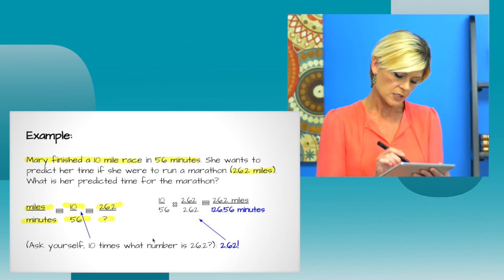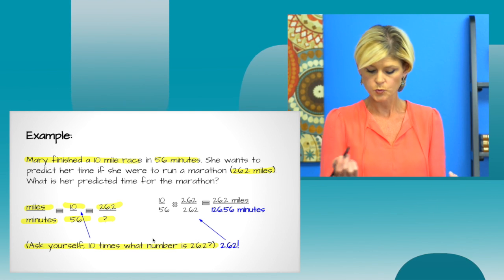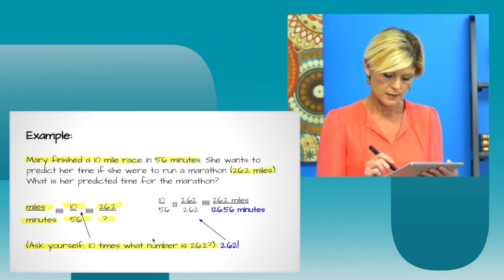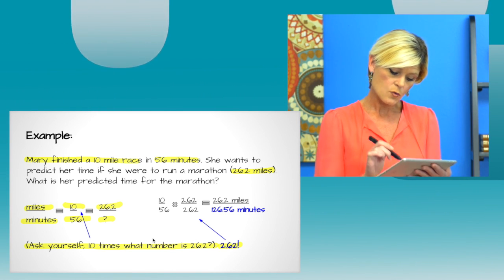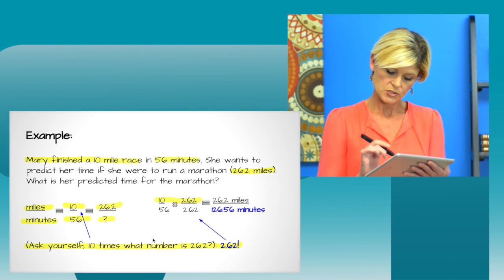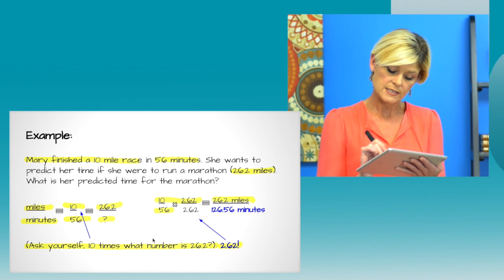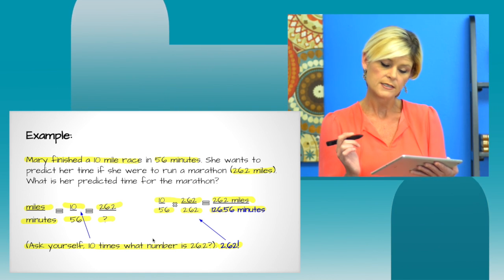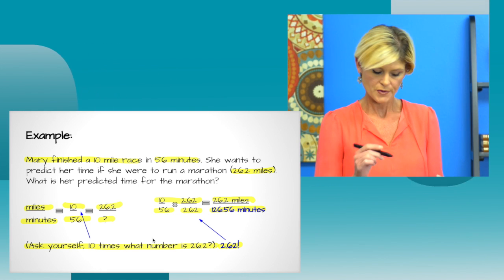So basically, all we have to do is ask ourselves, 10 times what number is 26.2? Well, that's actually pretty simple. You could probably do that using mental math. It would be 2.62. Okay, so now we are going to multiply both 10 times 2.62, which gives us 26.2 miles, but also 56 times 2.62, and we get 126.56 minutes, and that's how long it would take her to run the marathon.